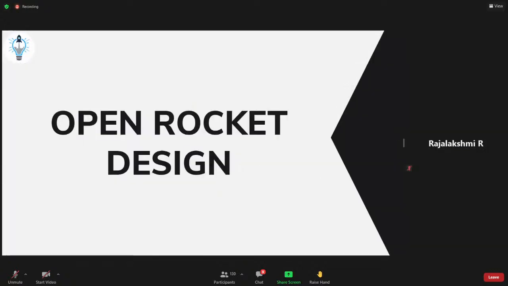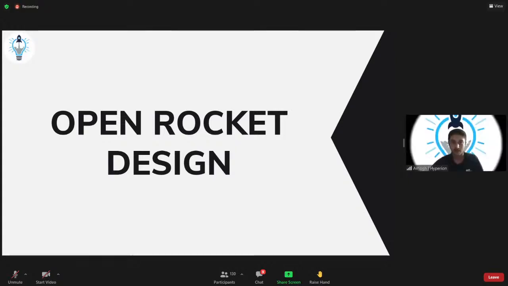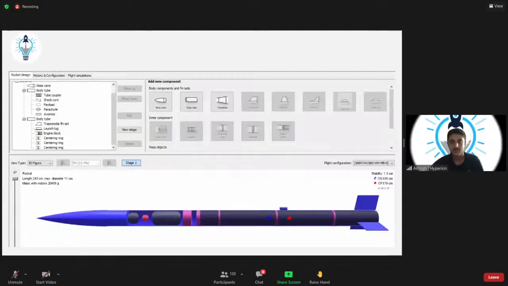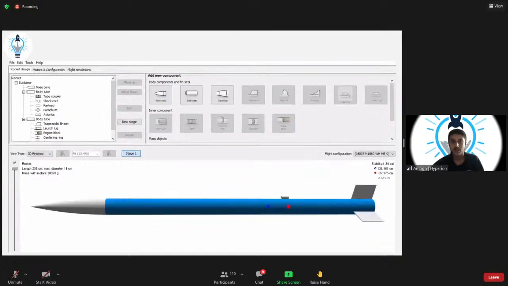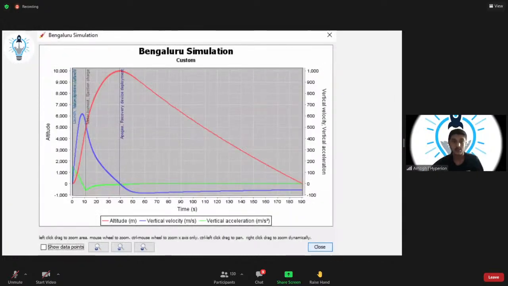Hey everybody, I will be explaining the OpenRocket design. This model is in accordance with our mission statement as it is capable of going up to an altitude of 10 kilometers. Here is the 3D finished model of the rocket. Moving ahead, this is the simulation of the rocket, which gives us very important values like altitude, vertical velocity, and vertical acceleration, which were used by the structural team to design it in CAD. Over to you, Yash.